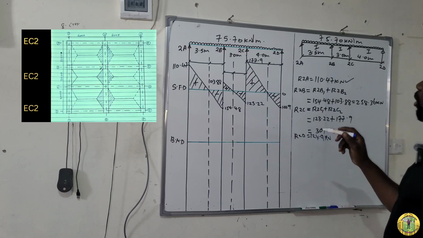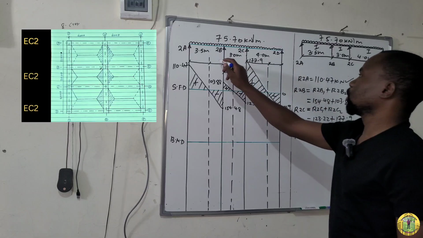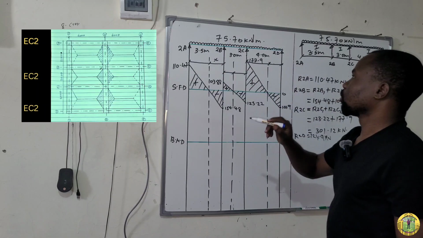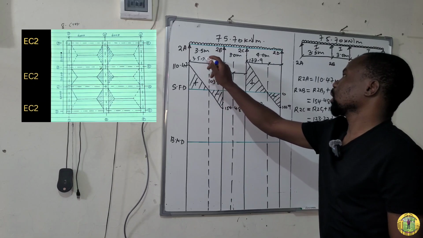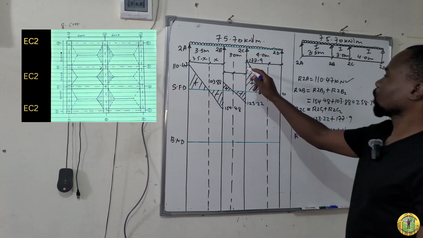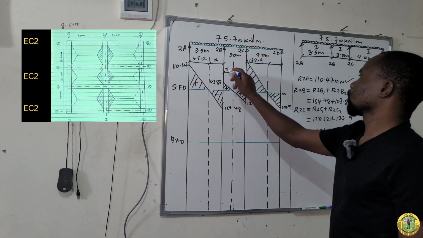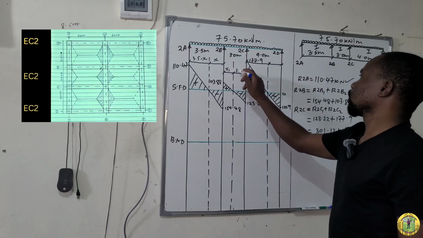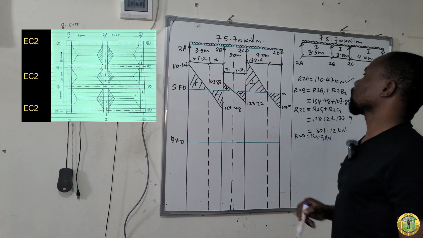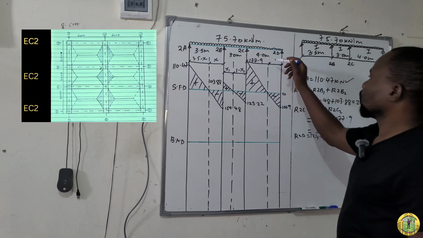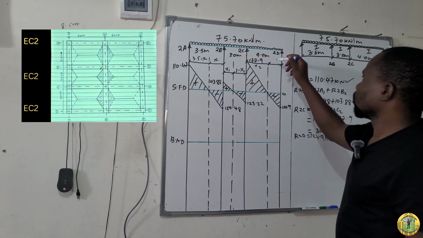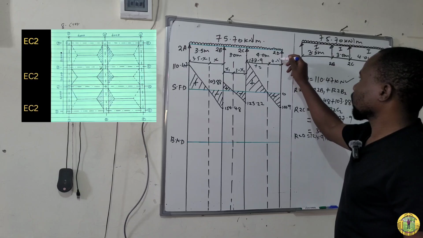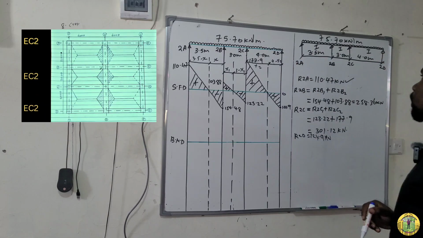So if we can label this point, let's call this point X. So this one will be 3.5 minus X. We come to this one. Let's call this one X1. So this one will be 3 minus X1. We come to this one. Let's call this one X2. So this one will be 4 minus X2. So this is how you calculate the values for X.